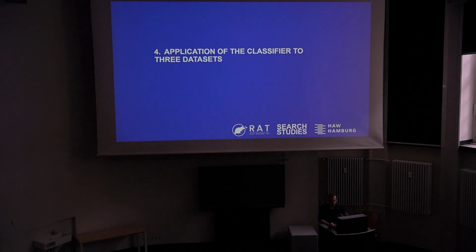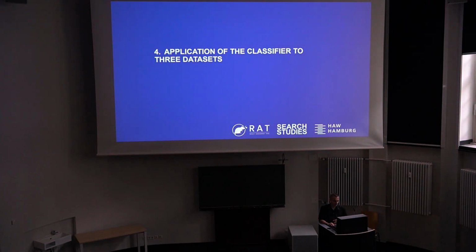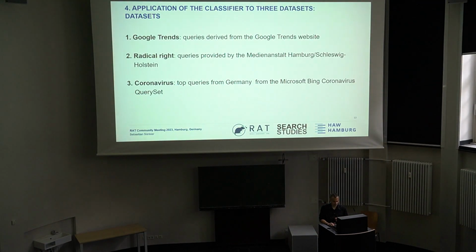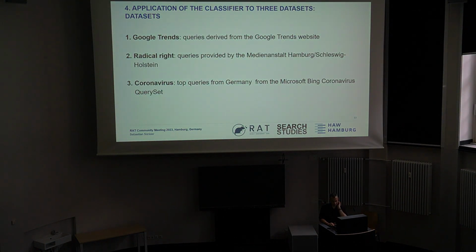So here is an example of our SEO classifier applied to 3 data sets. You can see here 3 data sets we used in the study to find out how much SEO is going on for different topics on the websites we scraped. One data set was Google Trends. We just monitored Google Trends for a certain time and collected the search queries from there, just to have a more diverse data set.